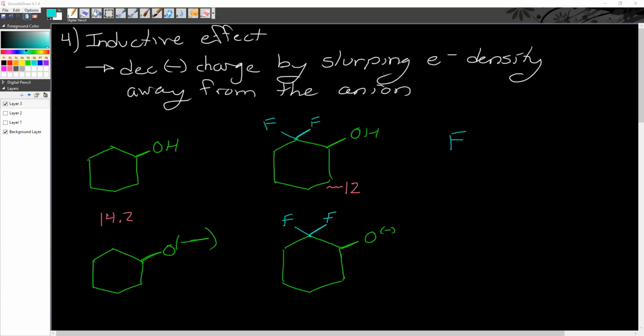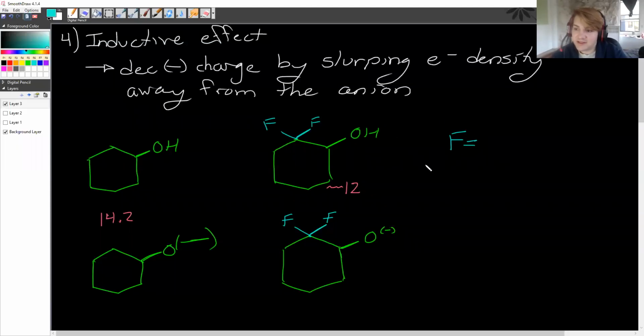Clara. Yes. Sweet. The electronegativity of fluorine is 4, and the electronegativity of oxygen is 3.4. So what this means is that this electron density, this cloud of electrons surrounding this oxygen, is slowly being slurped away, sucked away right to the fluorines. It's being taken away from the oxygen and decreasing that negative charge.